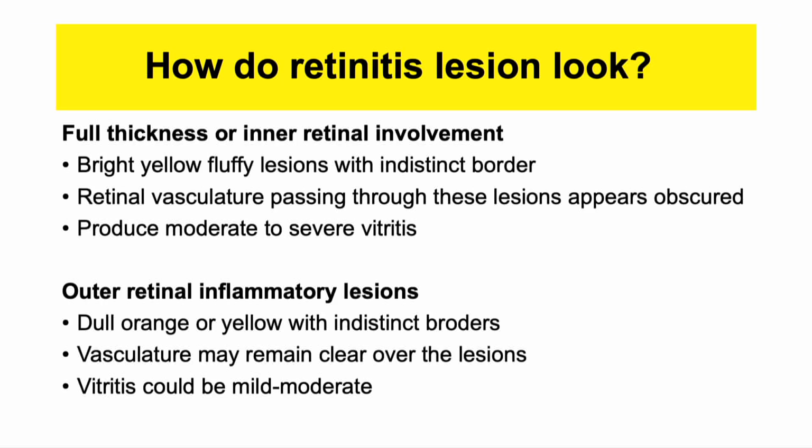Now, how do retinitis lesions look? When it is a full thickness or inner retinal involvement, you see a bright yellow fluffy lesion with indistinct border. The retinal vasculature passing through these lesions appears obscured, and it may produce moderate to severe vitritis. Now when it is an outer retinal inflammatory lesion, it becomes a dull orange or yellow with indistinct borders. Vasculature may remain clear over the lesions. Vitritis could be mild or moderate.